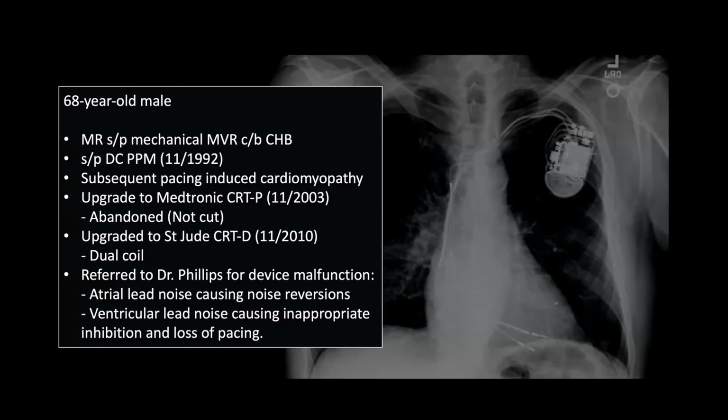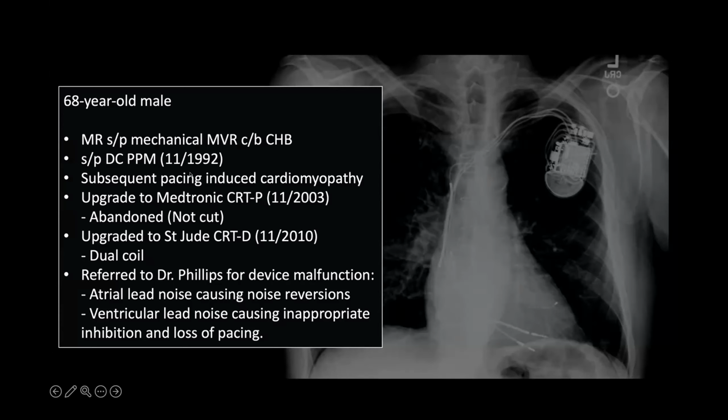So this one, we have a 68-year-old male with a history of severe MR. He got a mechanical valve replacement that was complicated with complete heart block, so he had a dual chamber pacemaker in 1992. I'm 33 years old currently, and I'm from 1991, so these leads were basically my age. It started to look rough just based on that.